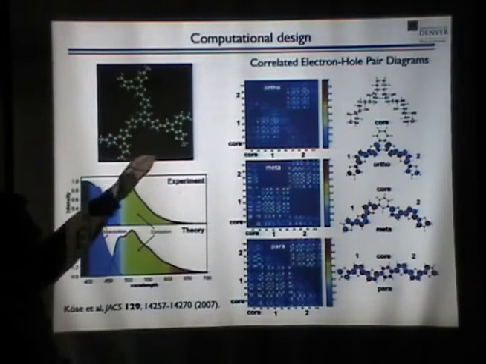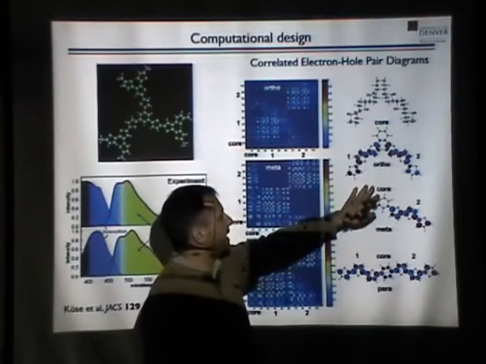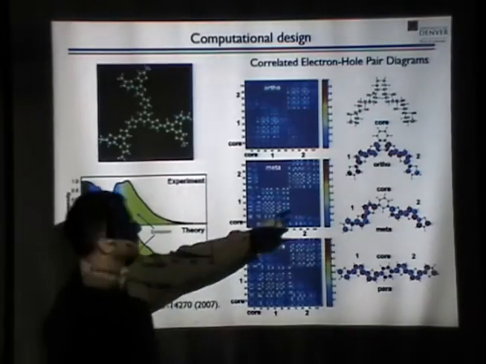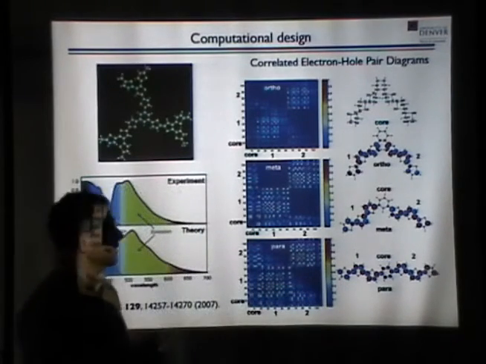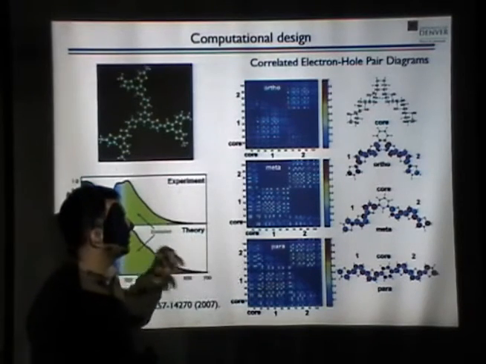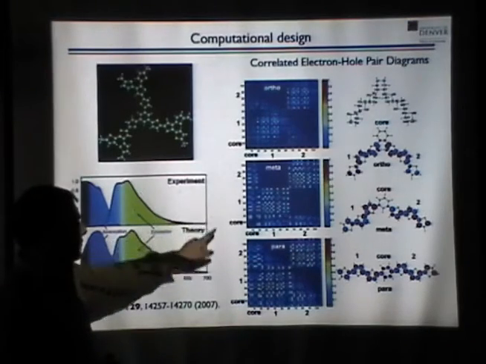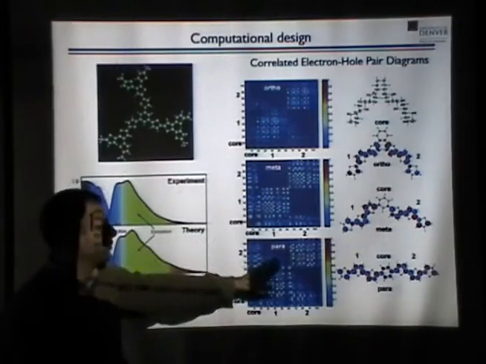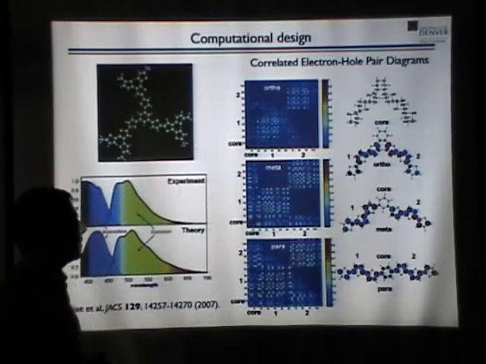And we can do that for different molecular structures. In this case, we have the core molecule, and we have the ortho geometry, where they're side by side, and then the meta geometry, where they're 1 bond away, and then the para, where they're in line. And actually, we see very distinct differences in the correlated electron-hole diagrams. So let me start with the meta. In the meta case, if you see the difference between 1 and 2, it's basically blank. Meaning, if you put an exciton on one arm, there's essentially no correlation with the second arm.